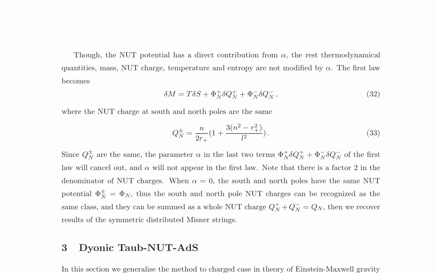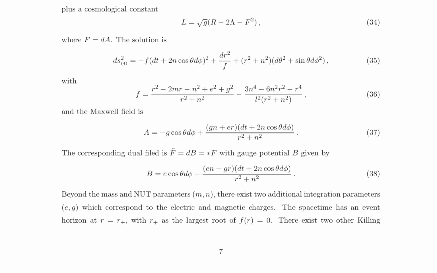The spacetime has an event horizon at r equals r+, with r+ being the largest root of f(r) equals 0. There exist two other Killing horizons, and the associated Killing vectors are the same as in the neutral case. The NUT potential, temperature, and entropy of the charged NUT spacetime can be obtained through standard methods.